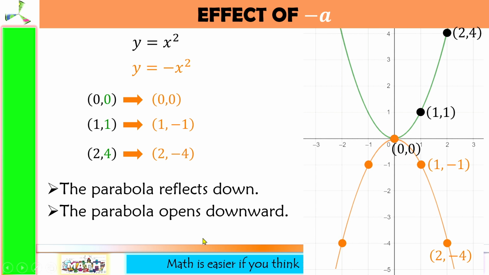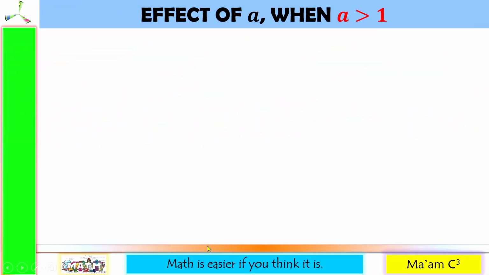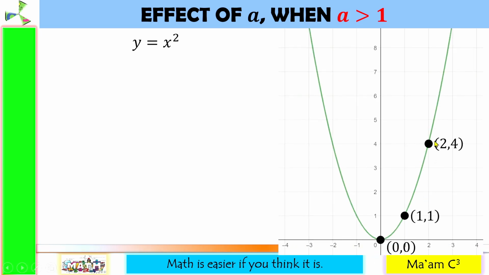Now let us determine the effect of a when a is greater than 1. Again, let us recall the function of the parabola at vertex 0, 0. We're still going to use these key points here. Let us say our a is greater than 1. For instance, we have y is equal to 2x squared. This is our a, 2, and it is greater than 1. We're going to make use of the same process we did earlier.